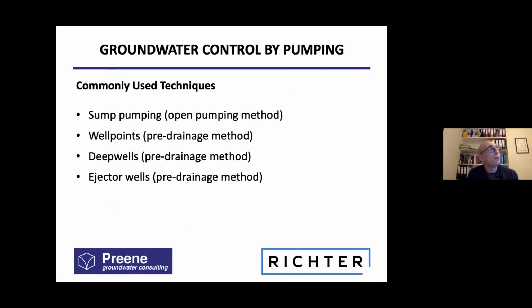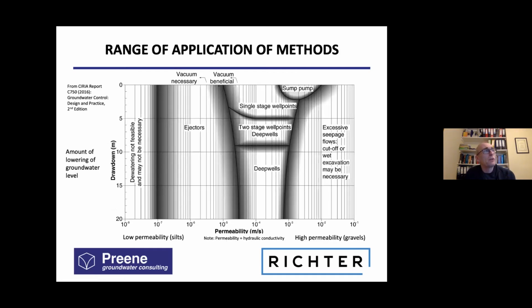So I'm going to take you through the four main approaches of ground control by pumping. First of which is sump pumping, which is this open pumping approach I mentioned. Then we have three pre-drainage methods, which are well points, deep wells, and ejector wells. And these are basically listed in order of sophistication. So I'm going to start with the simplest method and then go on to the increasingly more complex methods. But before I do that, I just want to put this diagram up.